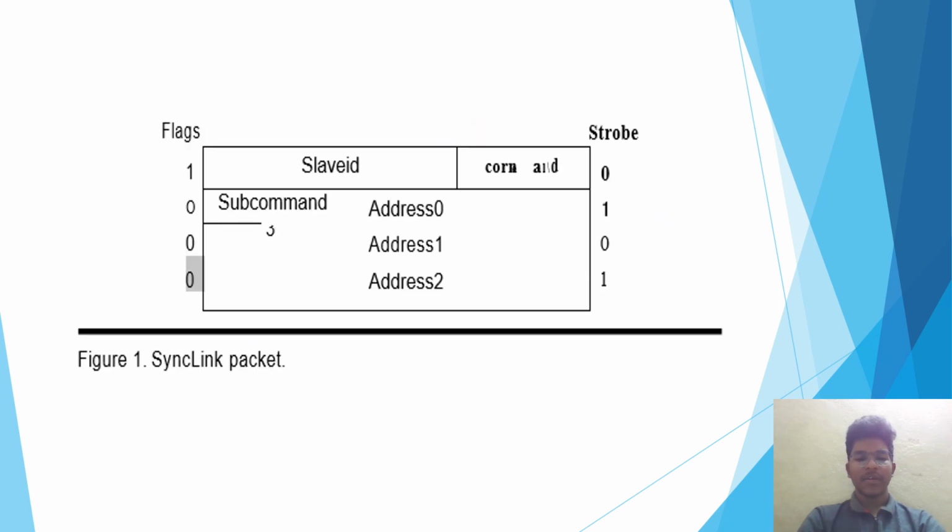And you can now see the picture of the Synclink packet. The flags are 1000, the strobe is 10101, then slave ID, subcommand and command, address 0, address 1, address 2. Take a look at the figure for 5 to 10 seconds.